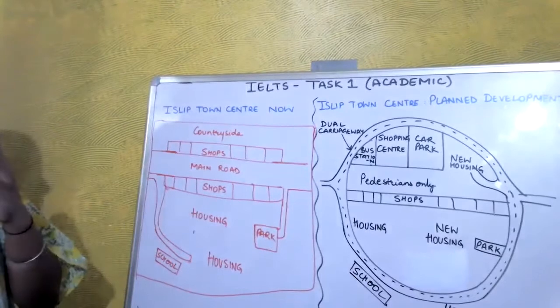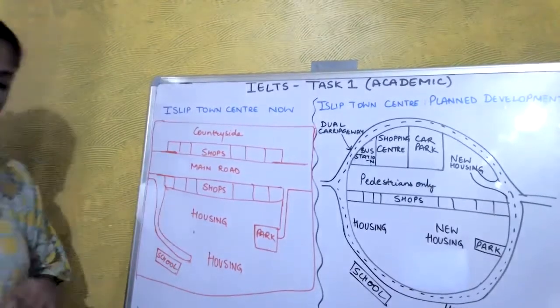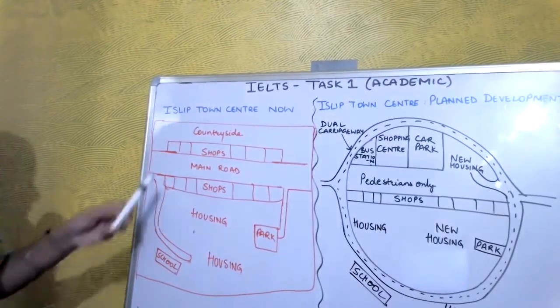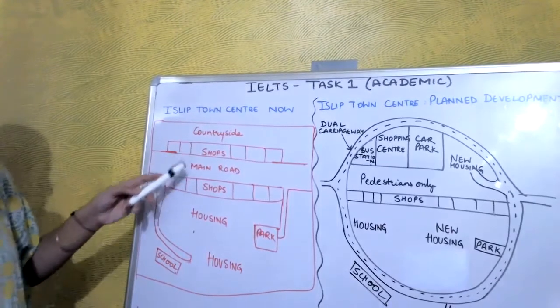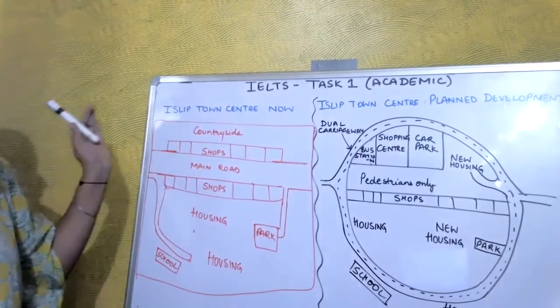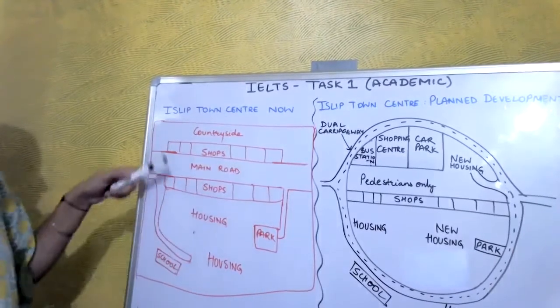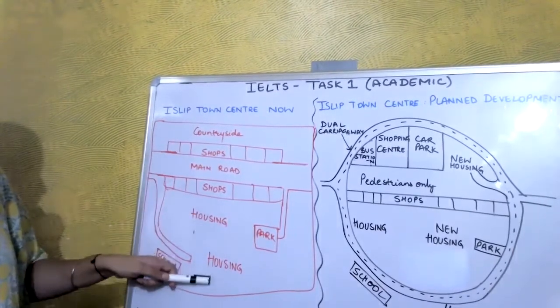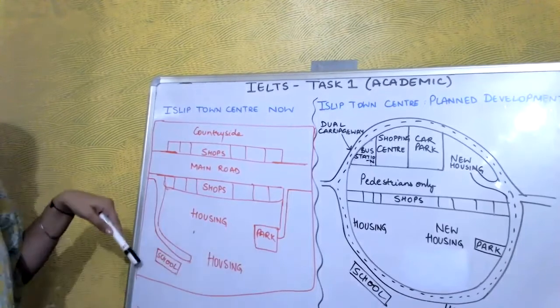See, on analysis, I see that in Islip Town Center now, there is a main road. There are shops across the main road. Then there is a countryside. Countryside means a lot of open area. Then there is housing, a park, and a school.